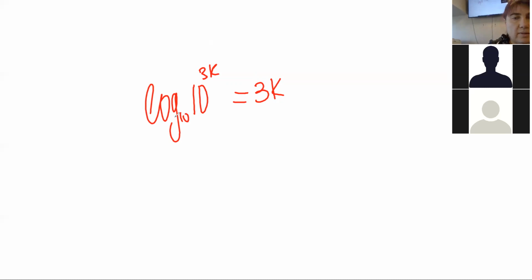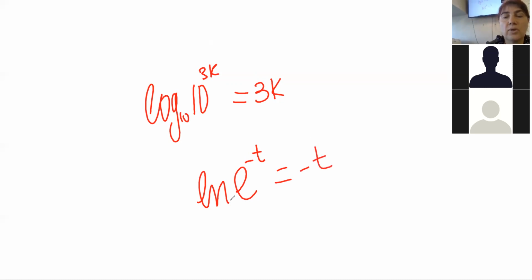Okay, how about this one? Natural log of e to the power of minus t. What would this equal to? Minus t. It's negative t, because natural log essentially has e as a base. Okay, very good.